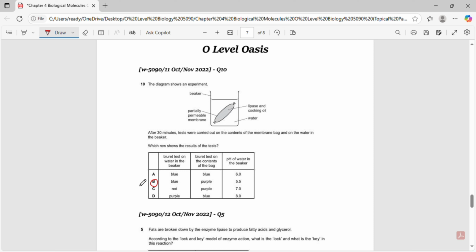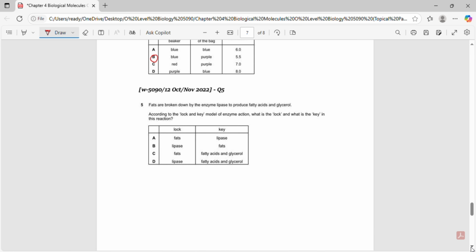Therefore, row B is the correct answer. The next question focuses on enzyme activity in the lock and key model of enzyme action. It explains that fats are broken down by the enzyme lipase into fatty acids and glycerol.